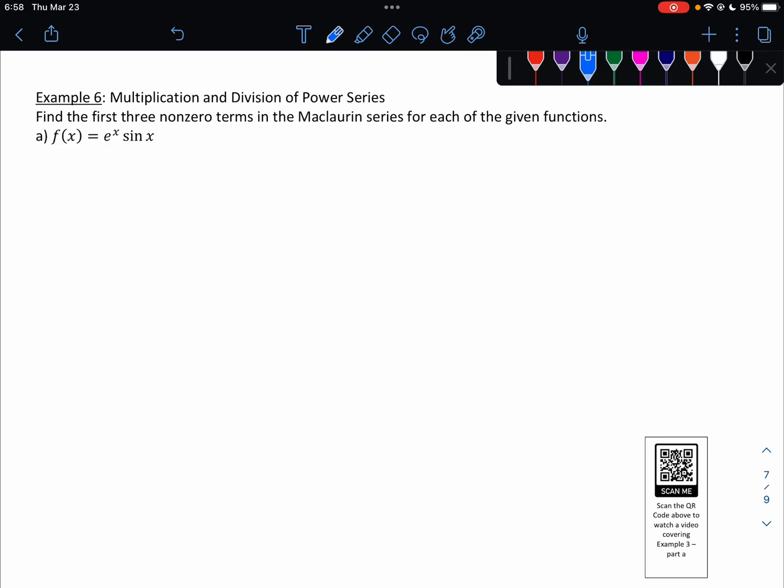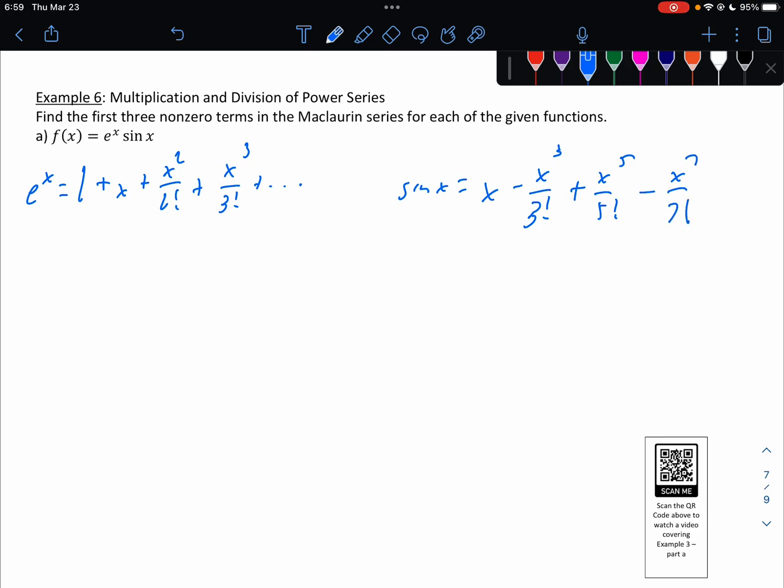Number 6, we're talking about multiplication of power series now. All right, we have e to the x times sine x. So first, it would again really benefit if we knew these two series. These are 2 of the 4 series we talked about recently in our last video. That would be very helpful if we knew them. So e to the x is 1 plus x plus x squared over 2 factorial plus x cubed over 3 factorial. And sine of x is x minus x cubed over 3 factorial plus x to the 5th over 5 factorial minus x to the 7th over 7 factorial.